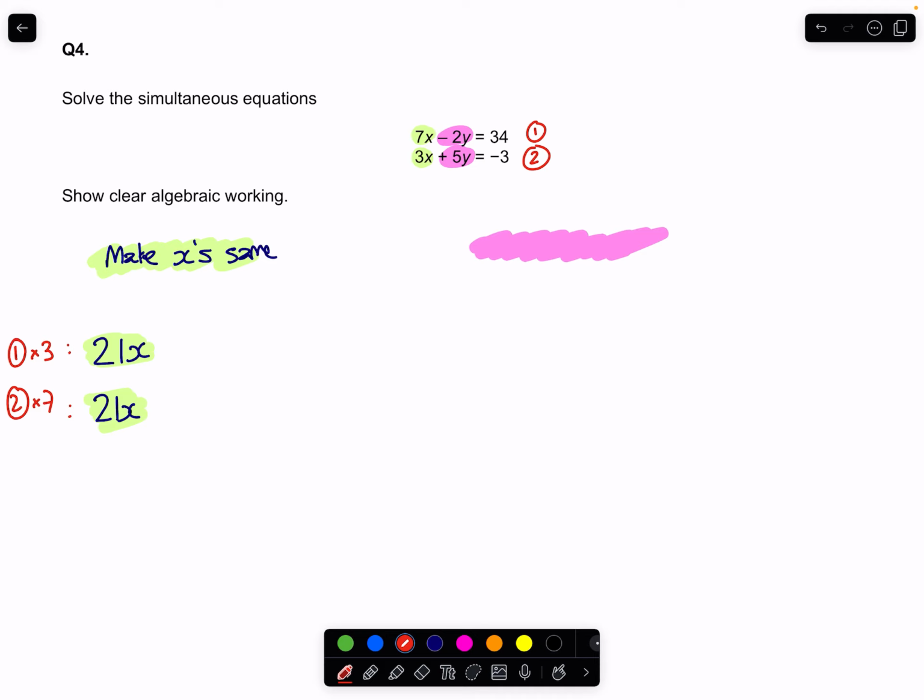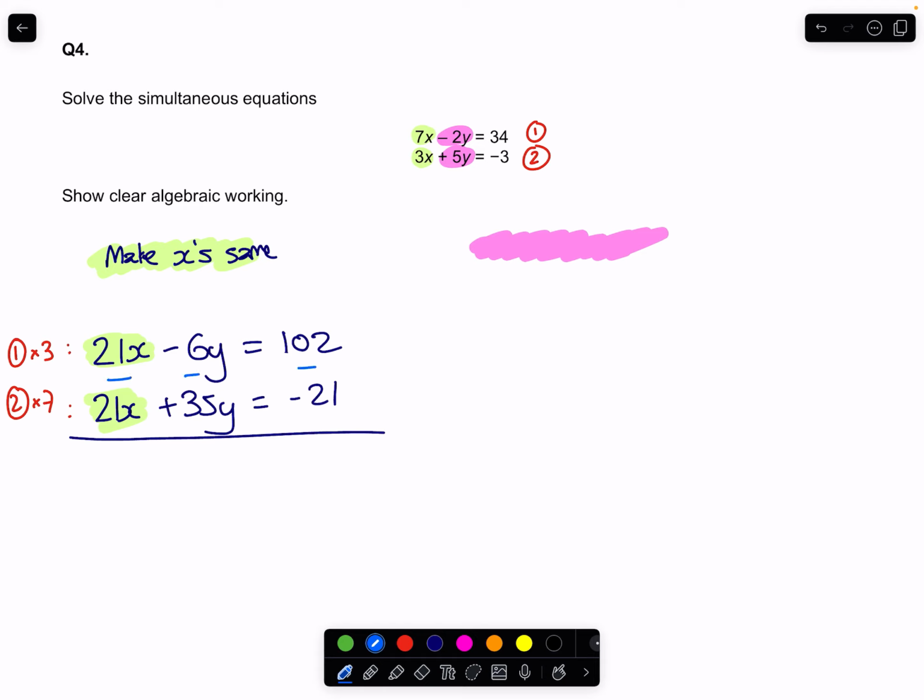So if we look at our minus 2y times 3, we get a minus 6y. Our 34 times 3, we're going to get 102. For the other equation, our 5y times 7 will give us a 35y. And our minus 3 times 7 gives us a minus 21. From here, we're now going to take these equations away from each other.